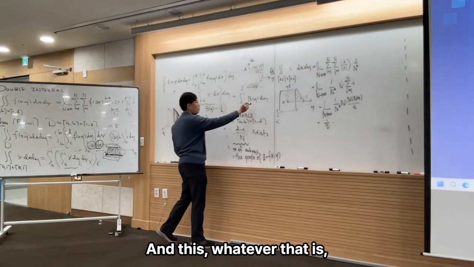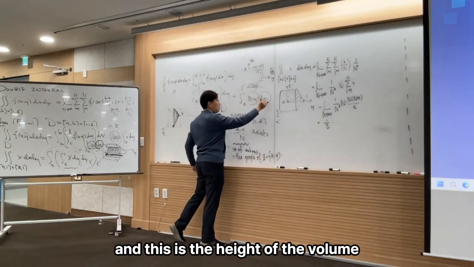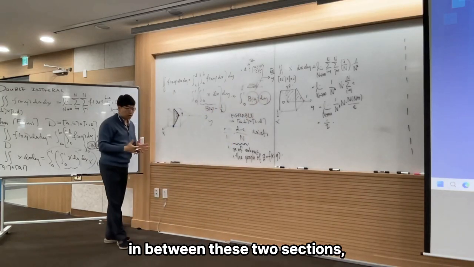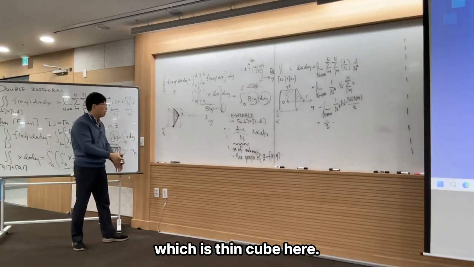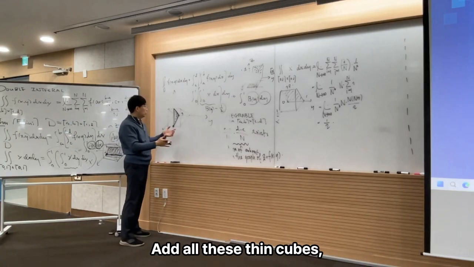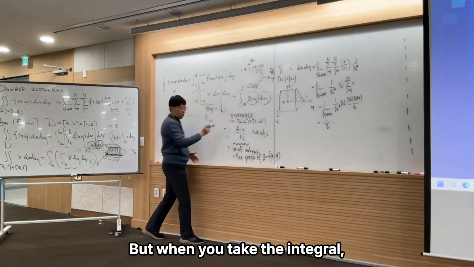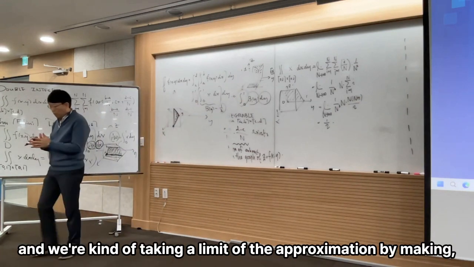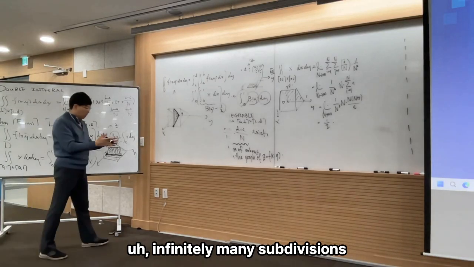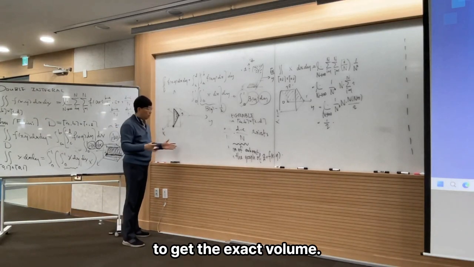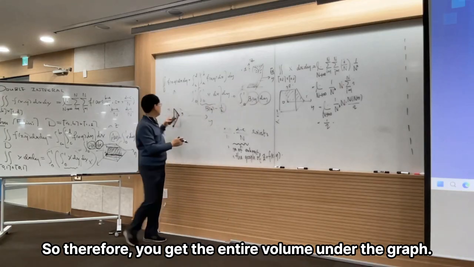This is the area of a section, and this is the height of the volume in between these two sections. You multiply them to get the volume of the thin cube here. And you add all these thin cubes to get the approximate volume. But when you take the integral, we're taking a limit of the approximation by making infinitely many subdivisions to get the exact volume. So therefore, you get the entire volume under the graph.